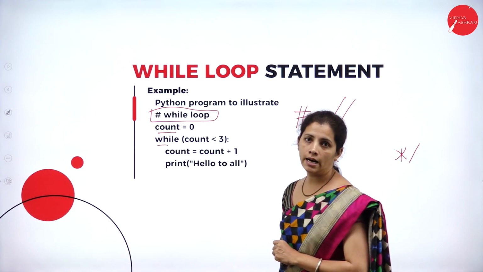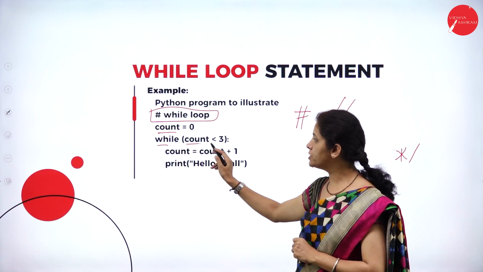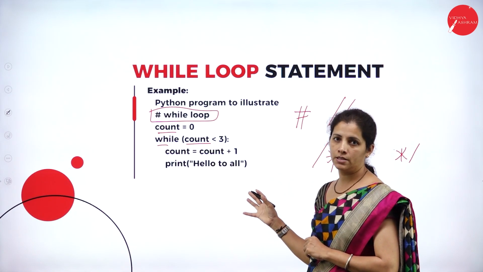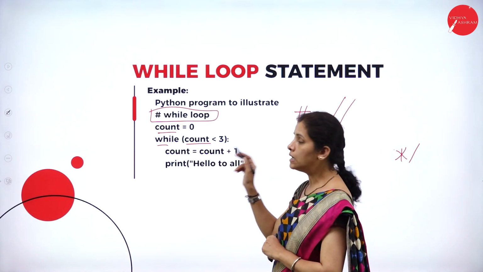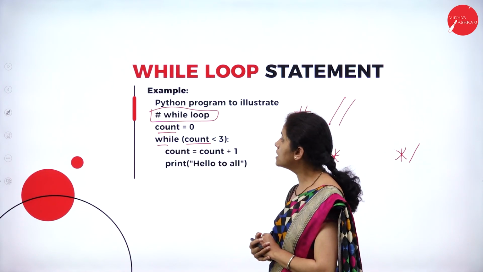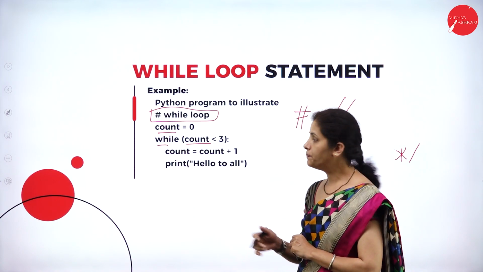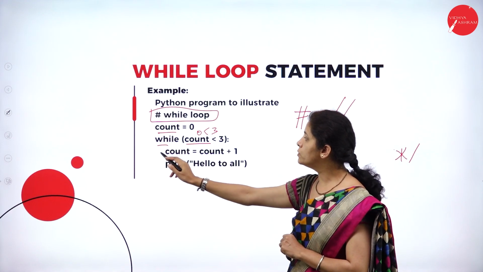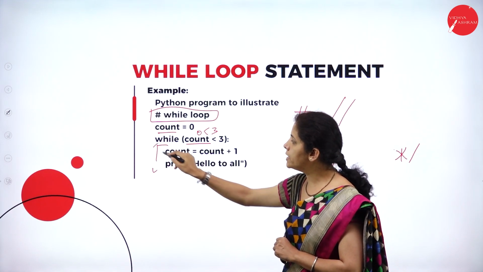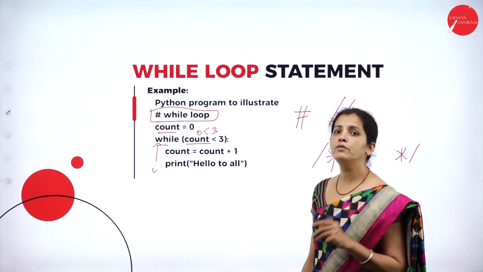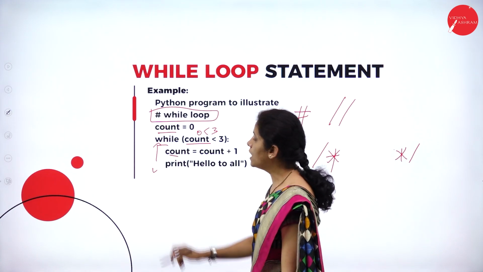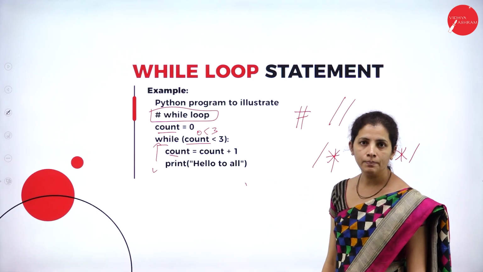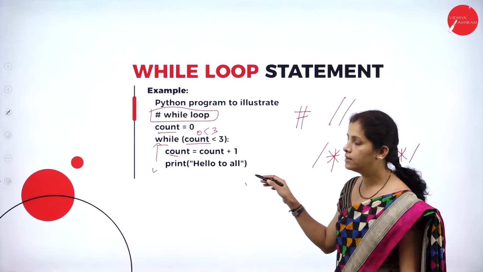See, I'm going to write the condition, the expression. So how many times do I want to repeat this statement? 3 times. While count less than 3: what is count? Count is 0. 0 is less than 3, so the condition is true. What am I going to do? See, here also indentation is very important. In Python, you have to follow the indentation. Then count equals count plus 1 and I'm going to print hello to all. Then what's going to happen?